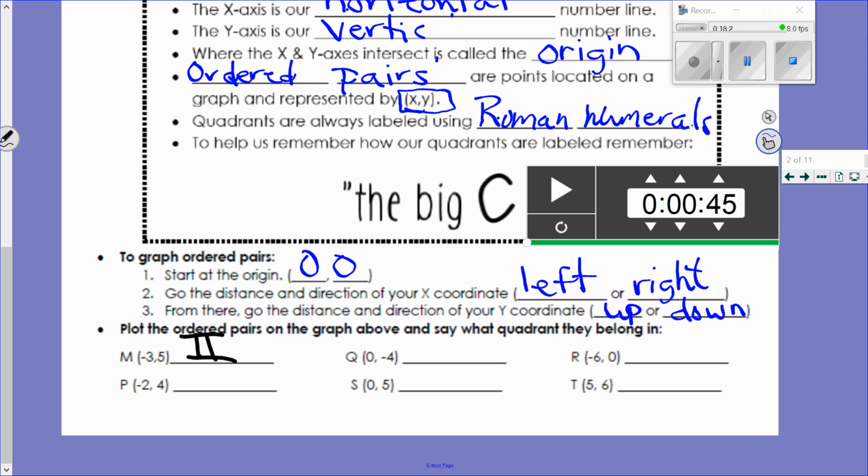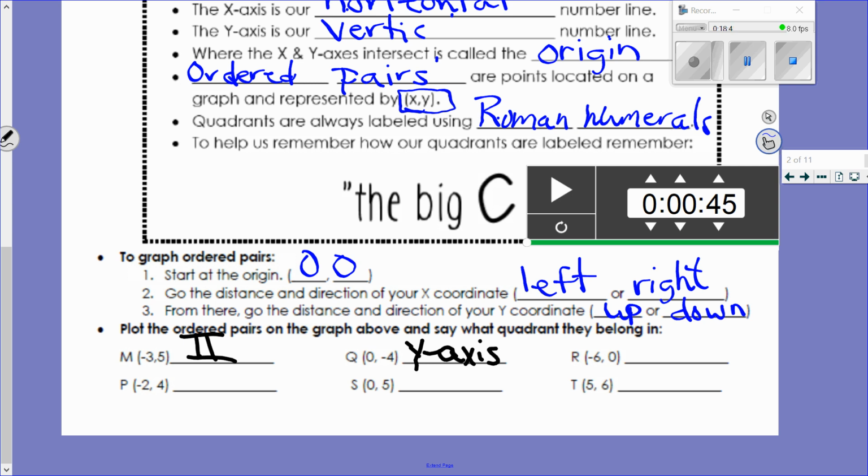So, do you think 0, 4 is on the y-axis or the x-axis? Show me. Guys, let's go. X or y? Put them up. Okay, looks like most of you are saying y.